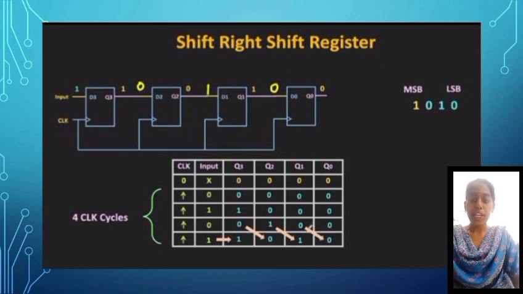Clock pulse 3, input as 1. On the third clock pulse, the bits shift again. Now Q2 is 1, Q1 is 0, and Q0 equals 1 because the new input is 1. Next, clock pulse 4, input 1. On the fourth clock pulse, all 4 flip-flops are filled. The final outputs are Q3 equals 1, Q2 equals 0, Q1 equals 1, Q0 equals 0. Together that gives 1010 as the serial output.